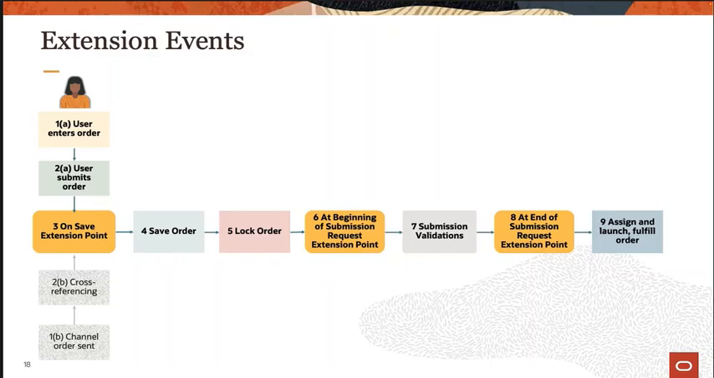You can also create extensions that run at the on-start of submission request extension point. If one of these extensions fails, the order status goes back to draft and errors are displayed. After that, order management processes the submission, running all necessary validations, credit checks, and global trade management checks.